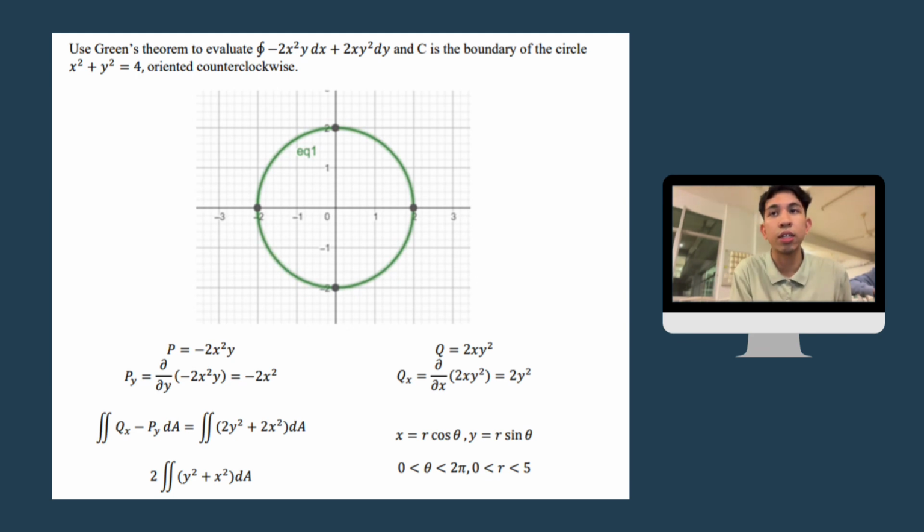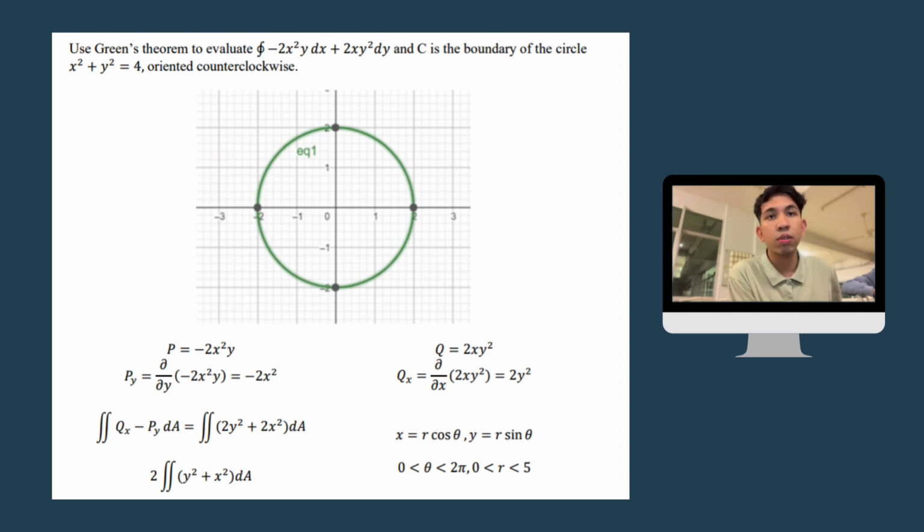And then we need to find the curl. So the next step we find Py, which is the partial derivative of P with respect to y, and then we find Qx, which is the derivative of Q with respect to x. Then we got Py equal to -2x squared and Qx equal to 2y squared. Since it involves the circle, we need to change the rectangular form to polar coordinates. So x equals r cos theta and y equals r sin theta. So theta is limited from 0 until 2 pi and the radius from 0 until 5.